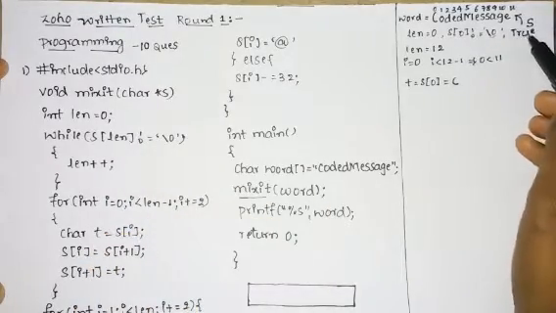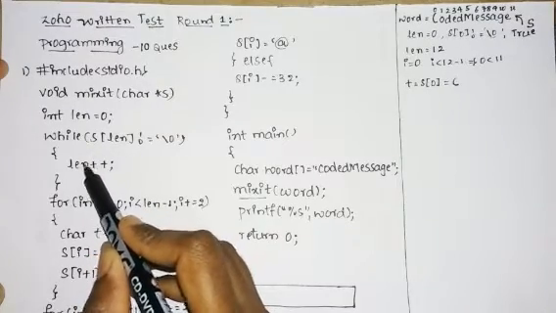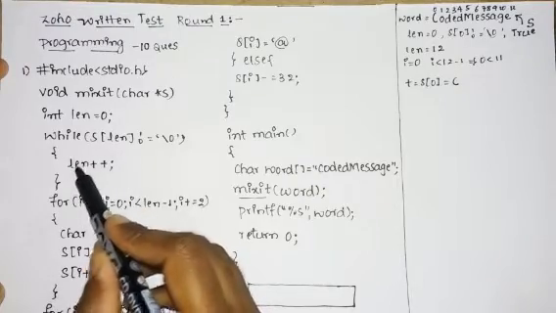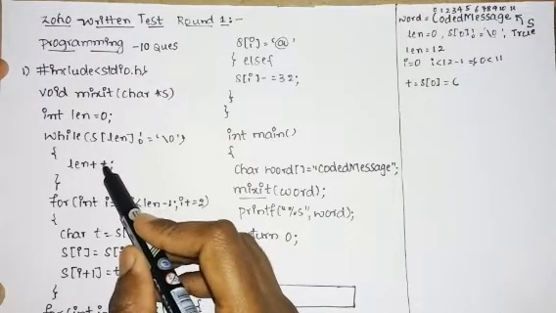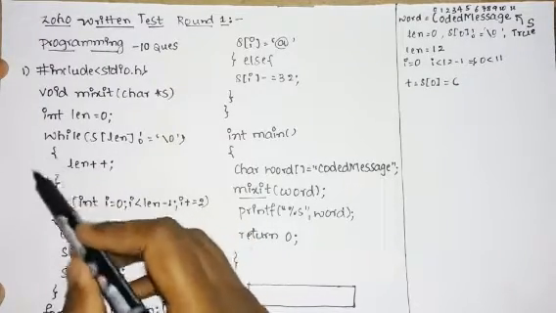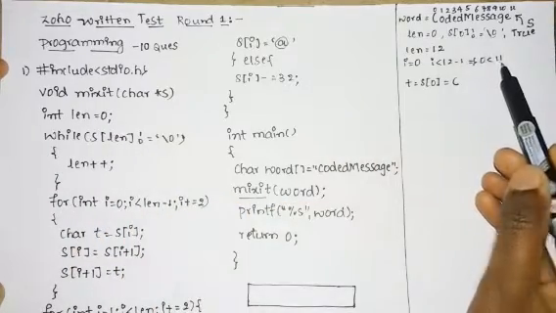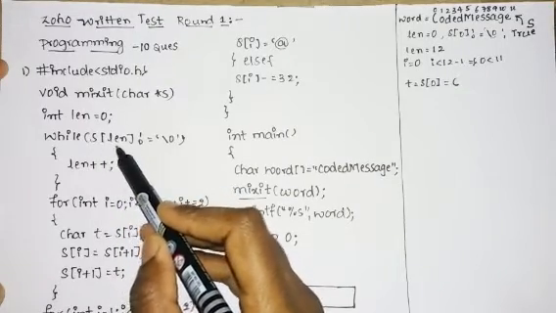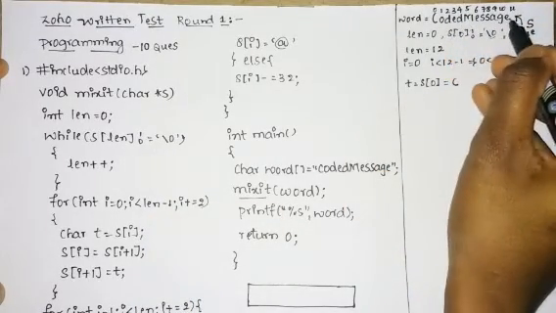So the condition is true. Then it enters the while loop where the length is incremented; this is a post increment. Length is 0, then it is incremented and becomes 1. Again it enters the while loop and checks whether s of 1 is not equal to null. Again the condition is true, the length is incremented and now becomes 2. Again s of 2, that is d, is not equal to the end of the string, or null.